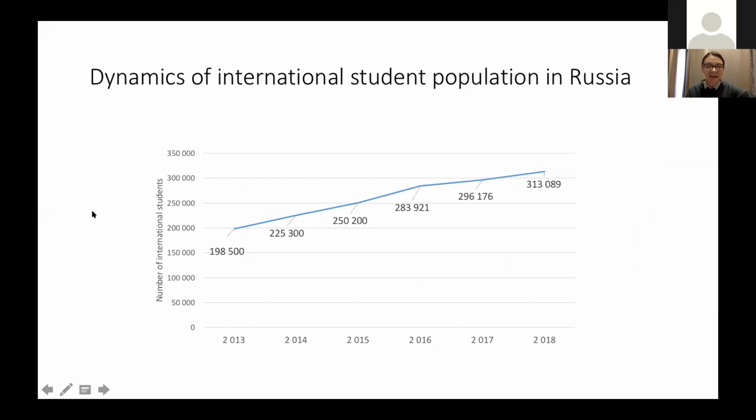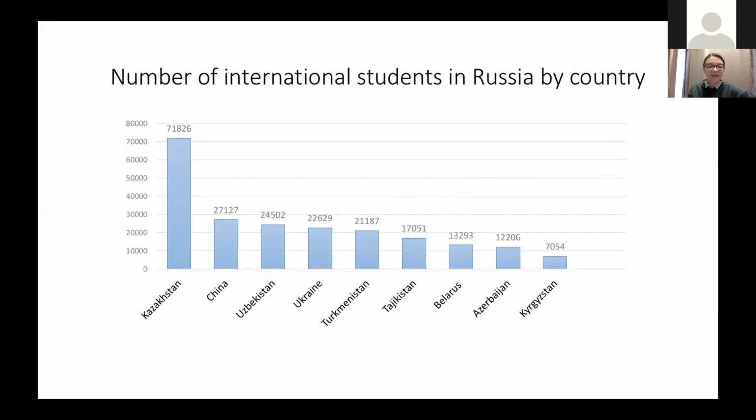However, the dynamic of international student population is also increasing. So Russia is demonstrating relatively successful trends in attracting international students. During the past 5 years, the number of international students grew significantly, and it remains growing. The main countries that deliver international students to Russia are mostly post-Soviet countries, and China is the exception here, as it takes the second place as international recruitment market.